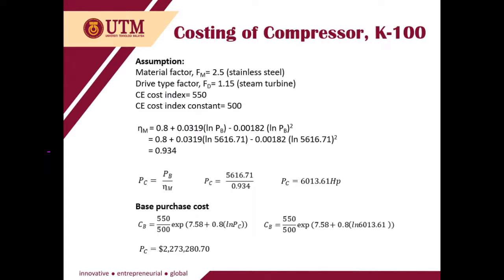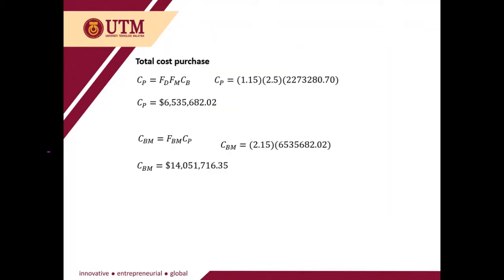For the costing of the compressor, the assumptions are: material factor is 2.5, drive type factor 1.15, CE cost index 550, and CE cost index constant is 500. Then we calculate for the NM, PC, and we get the base purchase cost, which is around $2.2 million. The total purchase cost is $6.5 million, and the cost per module is $14 million.